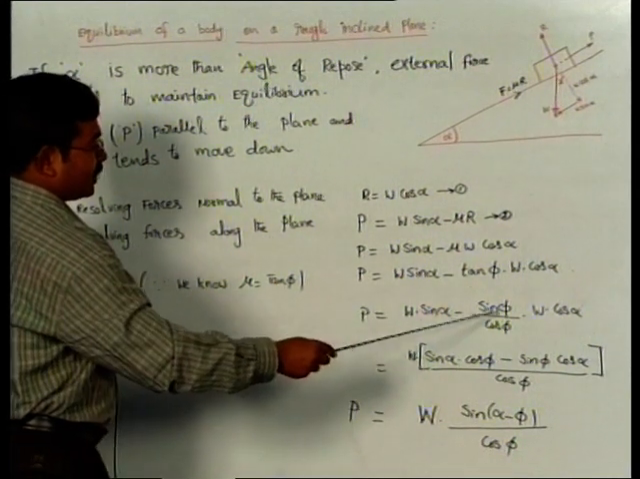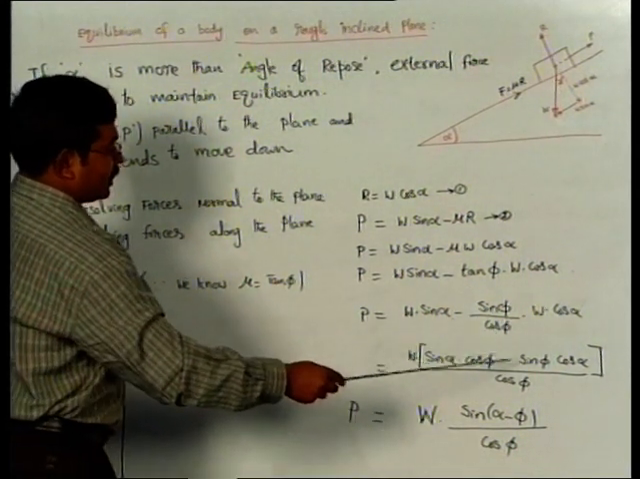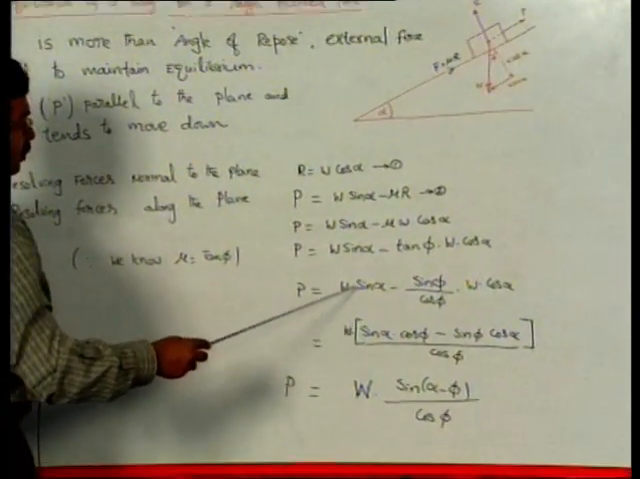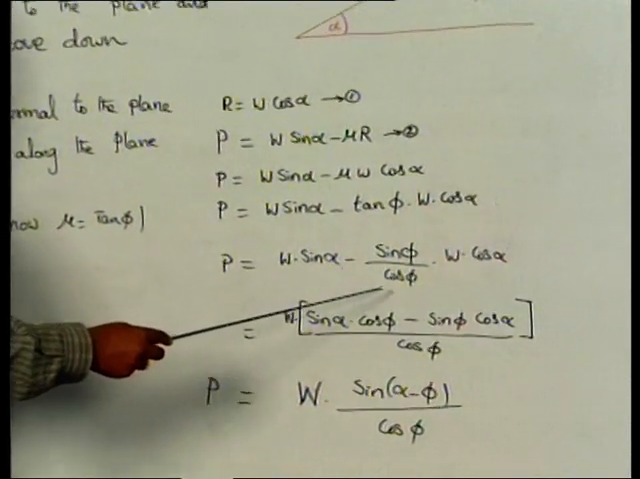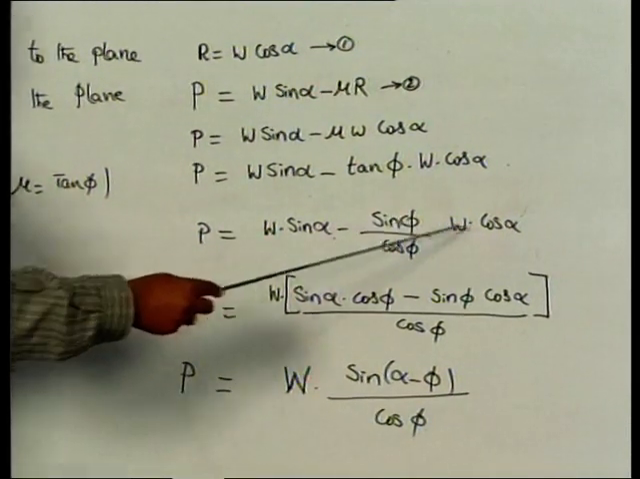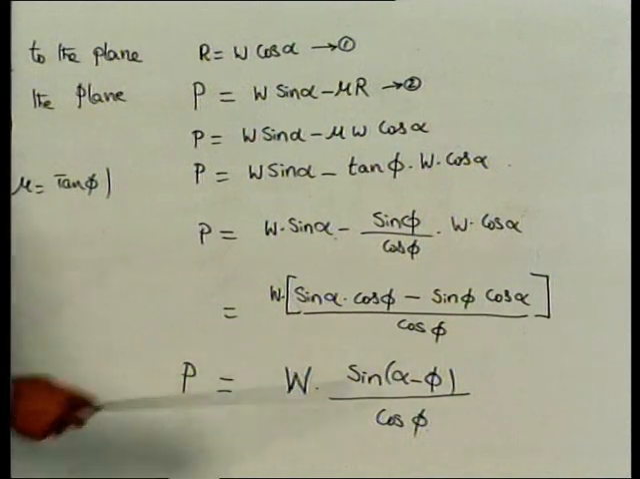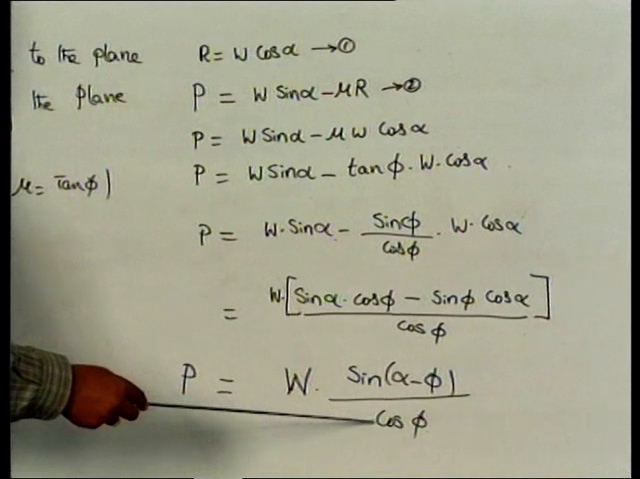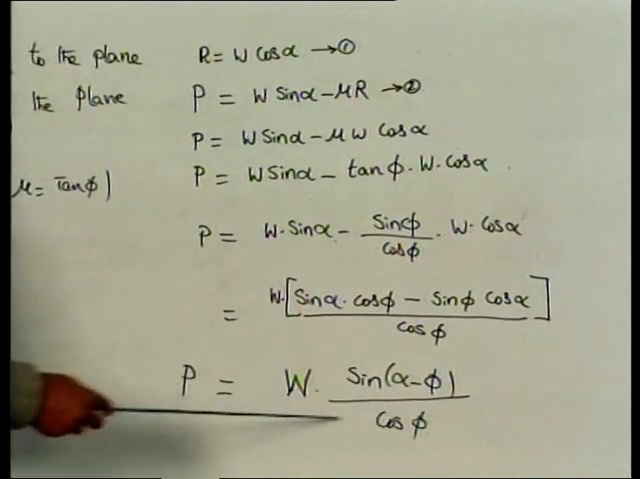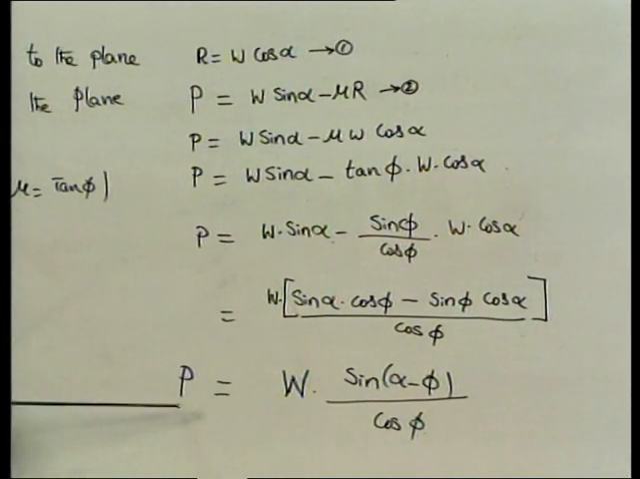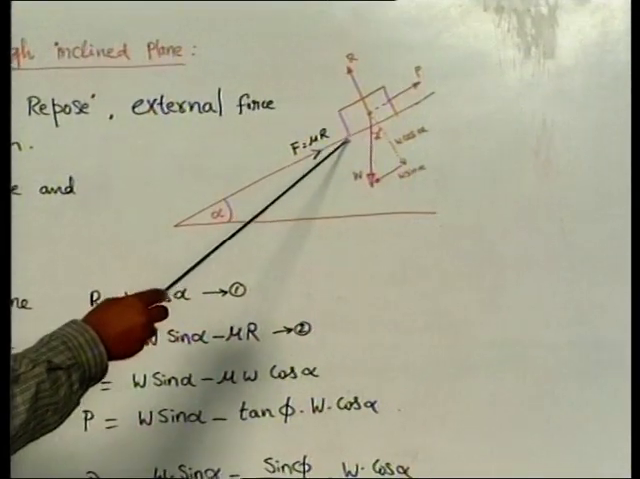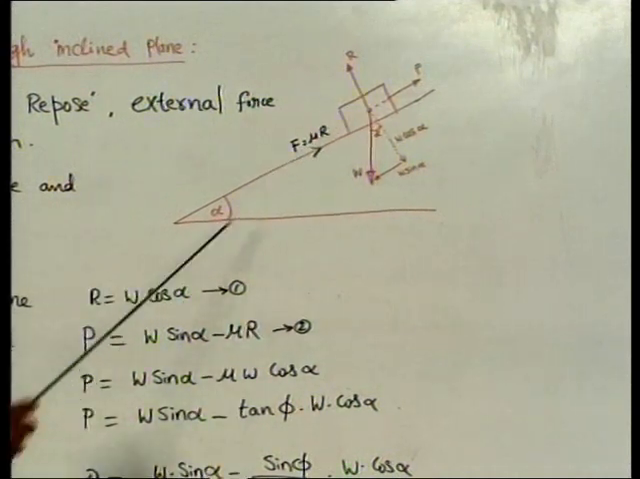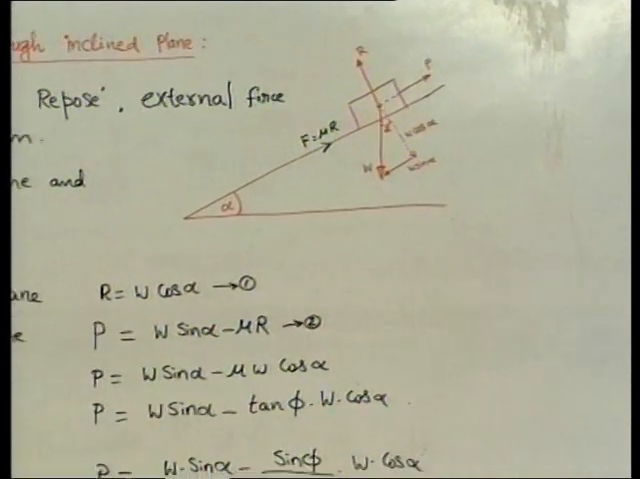Instead of tan phi, I can write sin phi by cos phi. Taking cos phi as LCM, it becomes W, I will take it outside, sin alpha into cos phi minus sin phi into cos alpha, whole divided by cos phi. Using the formula, this is W sin alpha minus phi divided by cos phi. So, this is the formula for the force required to move the body in the upward direction when the body is tending to move down.